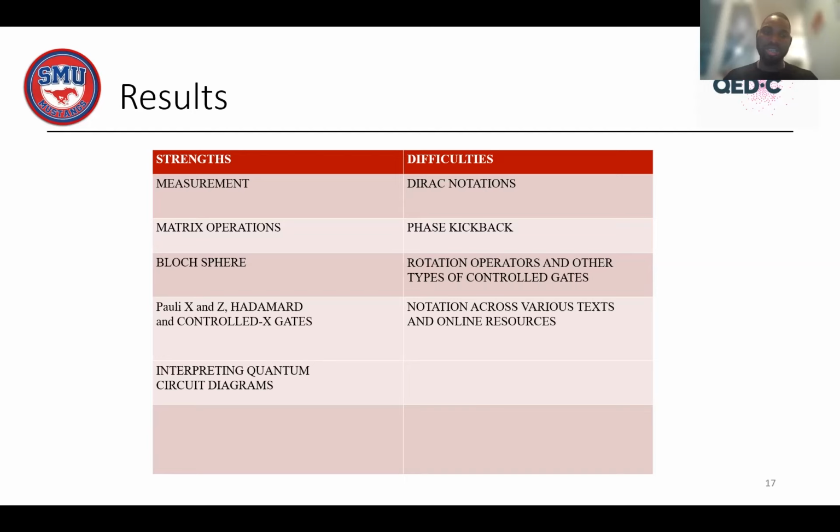We found out that students understood the concept of measurement. I know measurement is a big thing when it comes to quantum physics and quantum mechanics itself, but when I say students understood measurement here, I mean students understand that things are probabilistic, this is not definite, right? And they understand how the amplitudes play an important role even in taking measurement, right?